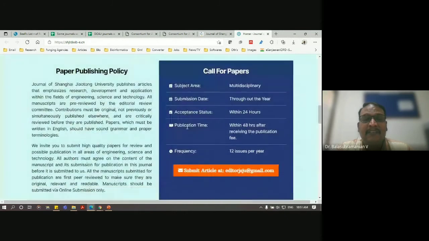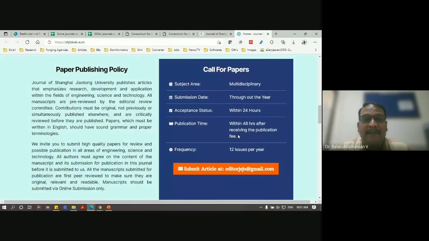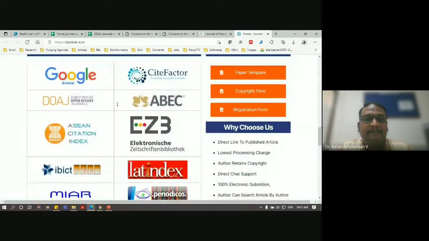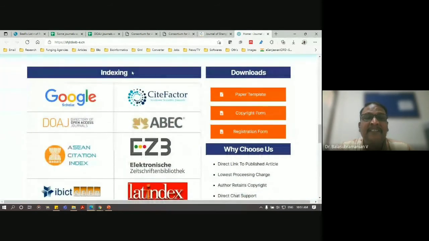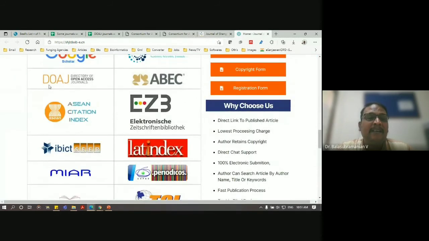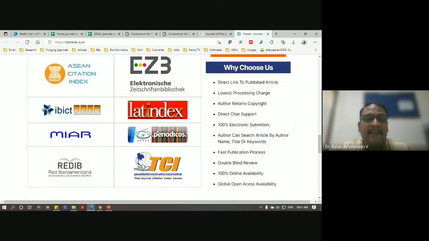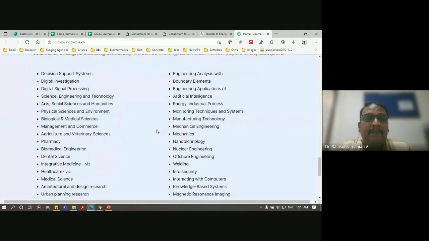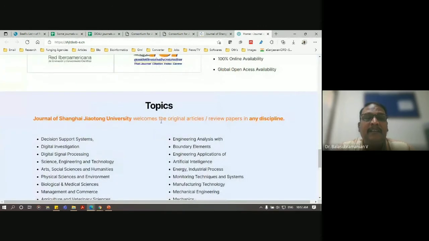This is about the journal. You can understand, a call for papers. And if you look at the policy, they just copied and pasted it here. Here the citation index, I told you, Google Scholar, Cite Factor, DOAJ, but the names are the same with slight differences. They published here: original article or review in any discipline.